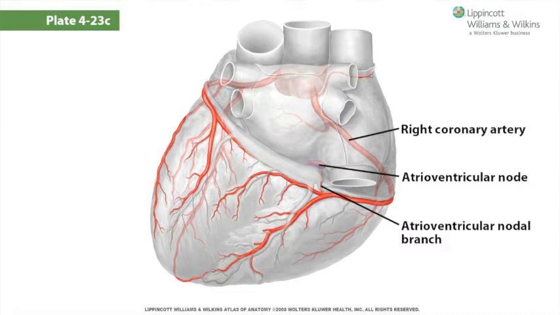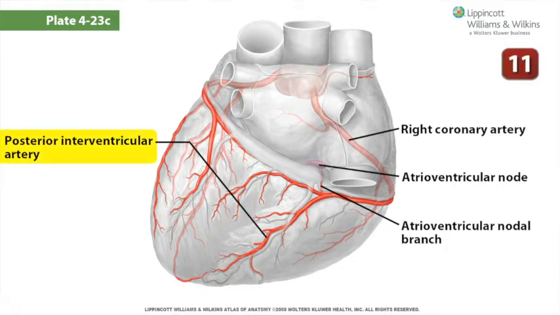In more than 2/3 of all hearts, the right coronary artery then gives off the posterior interventricular artery, which travels within the posterior interventricular groove. In this case, the heart is said to be right dominant. If the posterior interventricular artery branches from the left coronary artery, the heart is said to be left dominant. The posterior interventricular artery supplies the interventricular septum and adjacent parts of both ventricles.